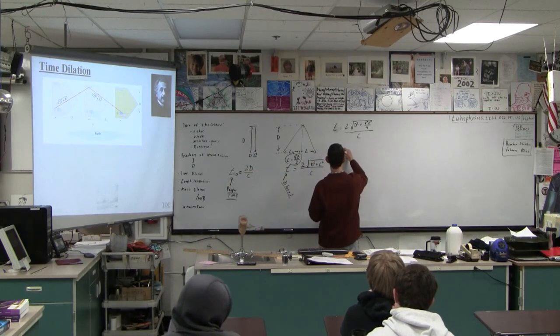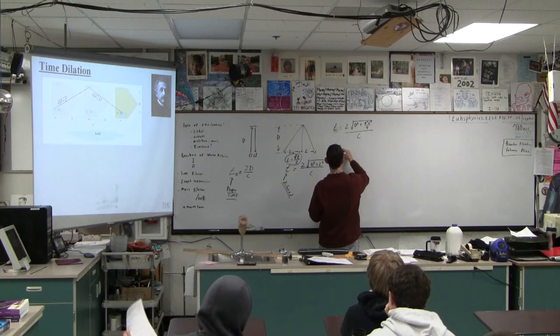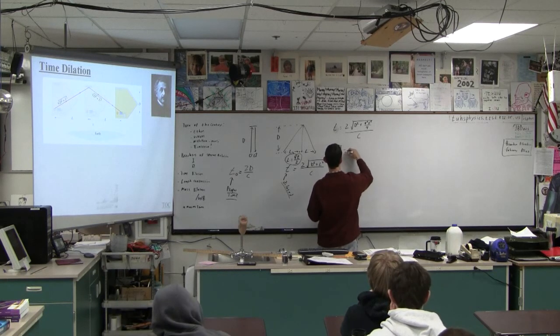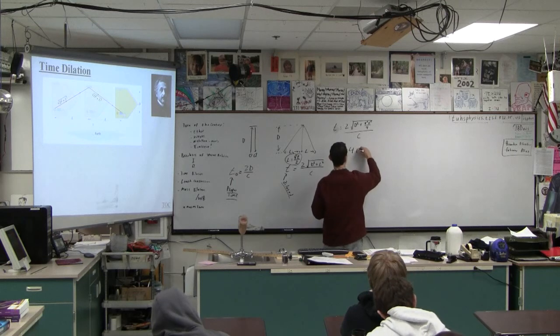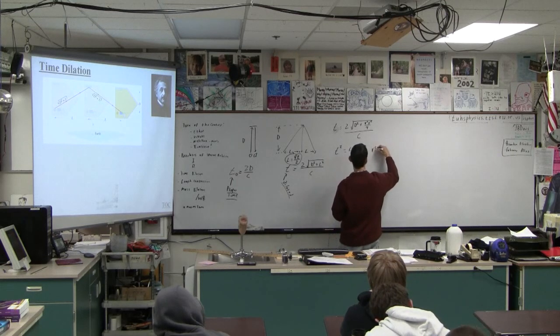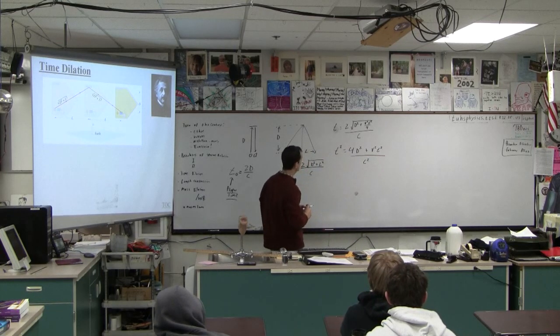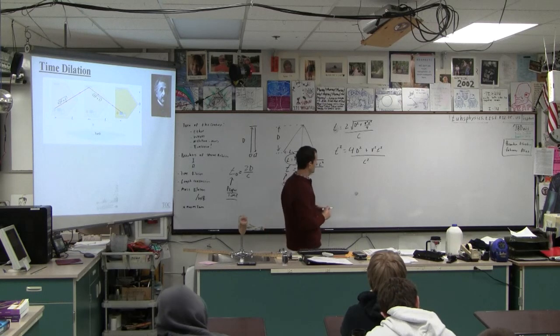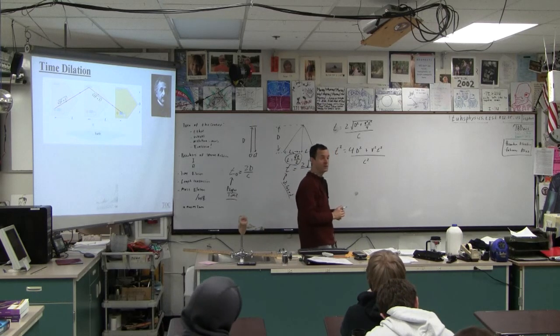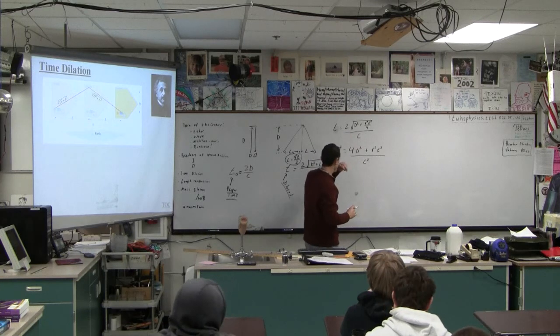I think we square both sides, don't we? So we go t squared is 4d squared plus v squared t squared, all over c squared. The 4's cancel. So I did two things: I squared both sides, and then I distributed that guy. Is that all right?